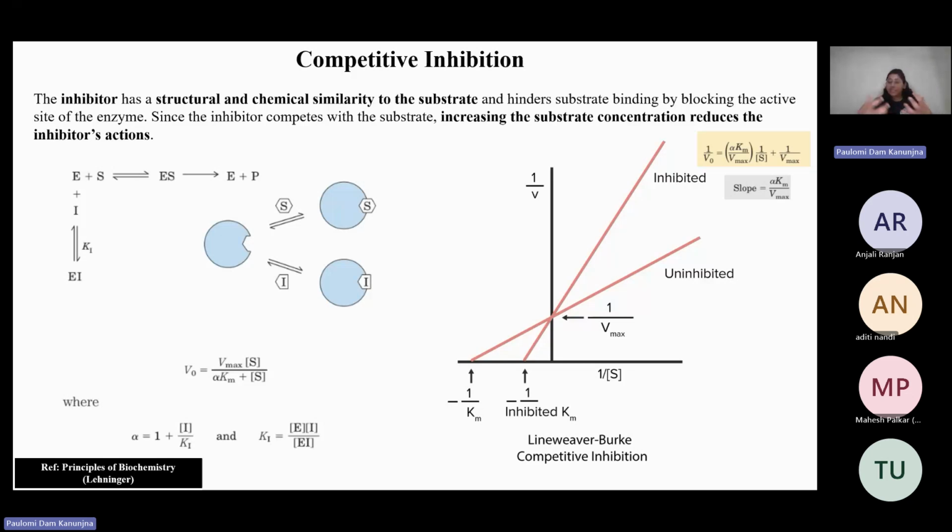How can you remove this effect when you have this inhibitor which is binding competitively? You increase substrate concentration. When the substrate concentration is increased, the substrate has better chances of binding at the active site than the inhibitor. So if you increase the substrate concentration in this kind of inhibition, then you have the chance of overcoming the effect of the inhibitor, right?